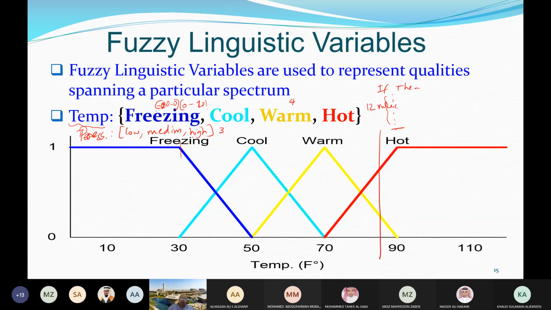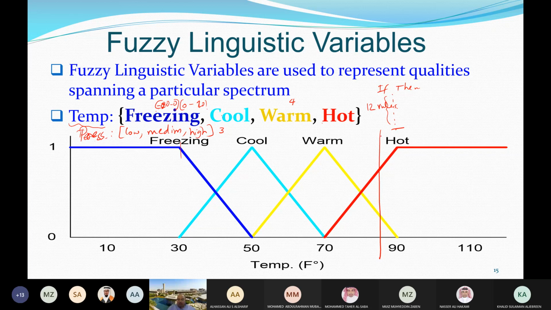If this is 4 values and this is 3 values, you can develop here 12 rules. Okay, this is in general. And you can have here 5 values, you can have here another 5 values, so you can build 25 rules, or 7 values and 7 values, you can build 49 rules and so on. So you can write here about 12 rules.